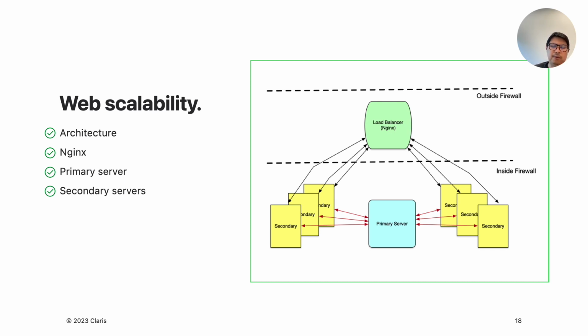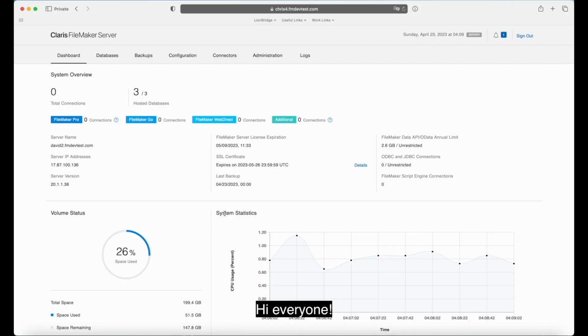100 users for each secondary server. So if you're deploying 1,000 WebDirect users, you can start with 10 secondary servers, and then you can adjust up and down based on your business needs. You can use Docker container and then run multiple secondary containers in one box. Let's see a quick demo of load testing with 1,000 concurrent users.